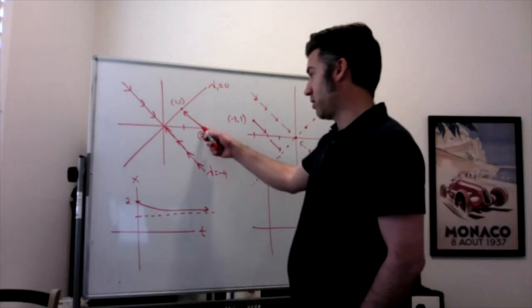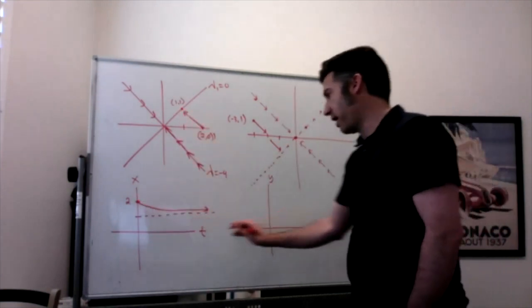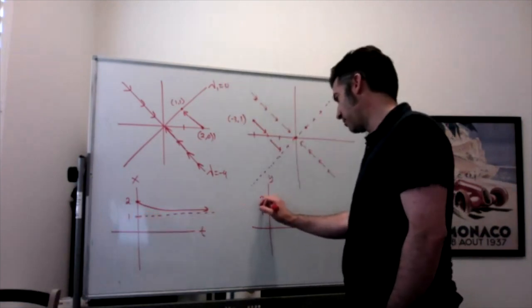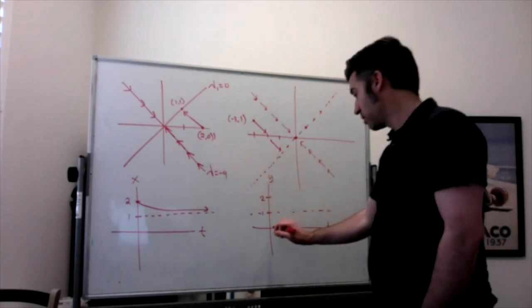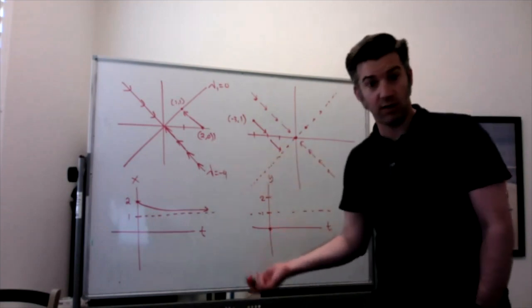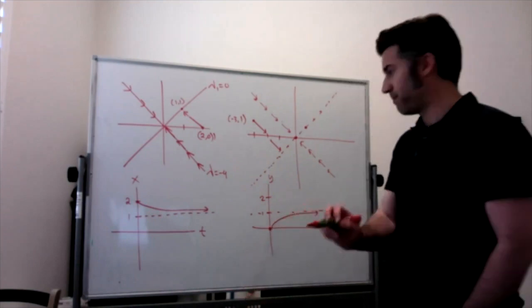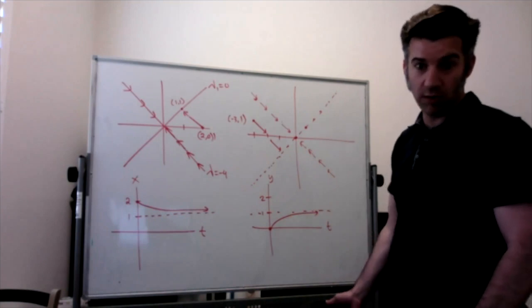So we know that we're starting at x equals 2, we're getting closer and closer to 1. And then for y, and this is 1, right? Same sort of thing is going to happen, except that y is starting at 0, and y is getting asymptotically closer and closer to 1, like that. And that's all of question 1.